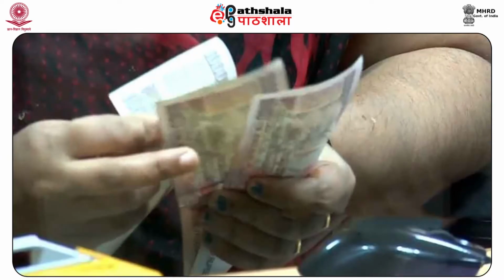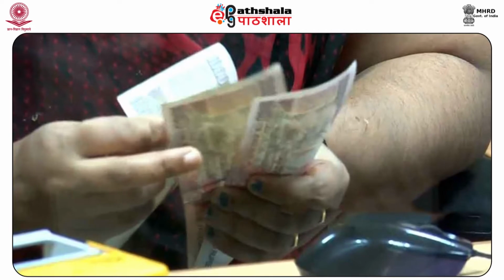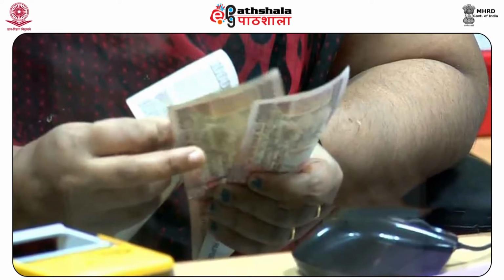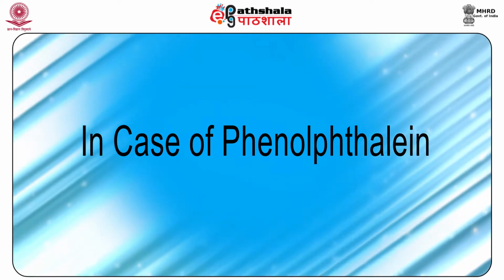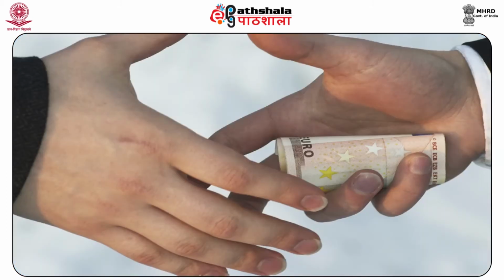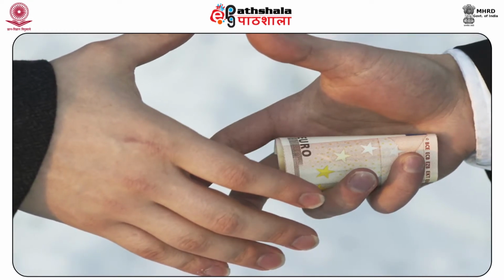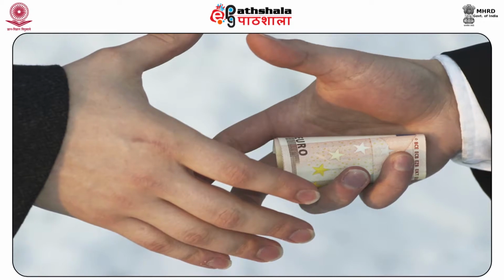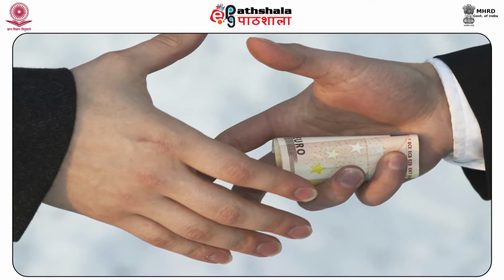Generally, in trap cases, anthracene and phenolphthalein are used by various investigating agencies like the Anti-Corruption Branch of CBI and the Vigilance Department. Now, under sample collection, first we will study the case of phenolphthalein. Phenolphthalein powder is generally applied in trace amounts on the currency notes and other objects that are likely to come in contact with the hands of the perpetrator, resulting in its transfer.